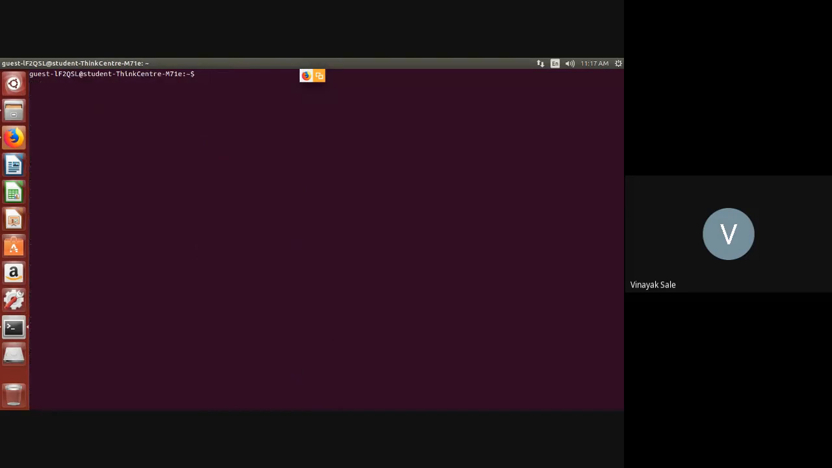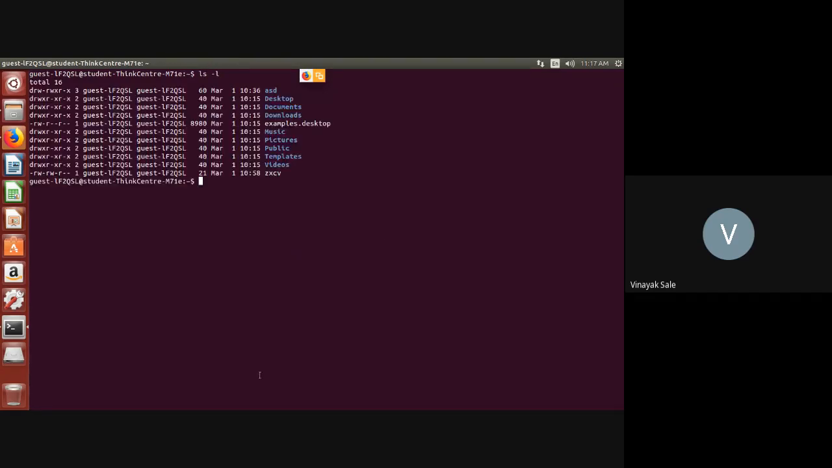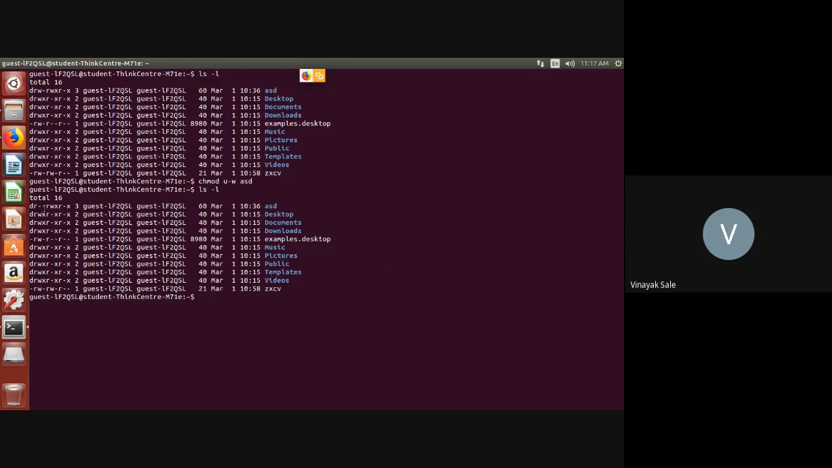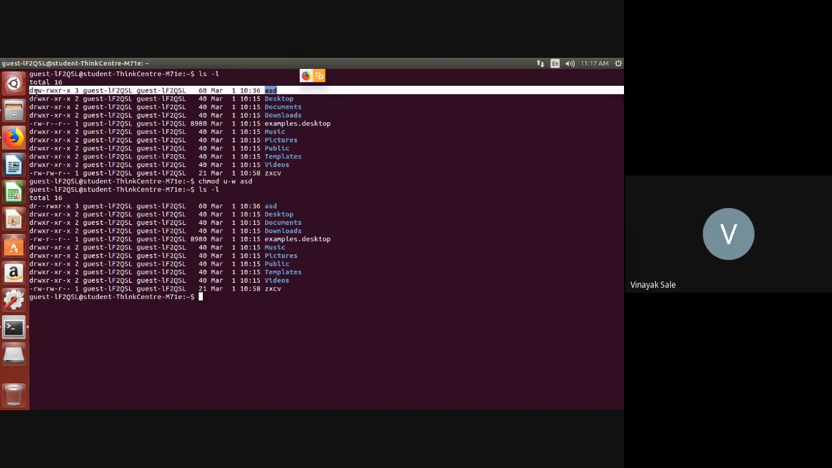Clear. So ls minus l. See here the execute permission is removed. Again chmod space u minus w of ASD, it will remove w. ls minus l, here X and W are removed. Here see the previous line, this is before the chmod command, and this is after the chmod command.